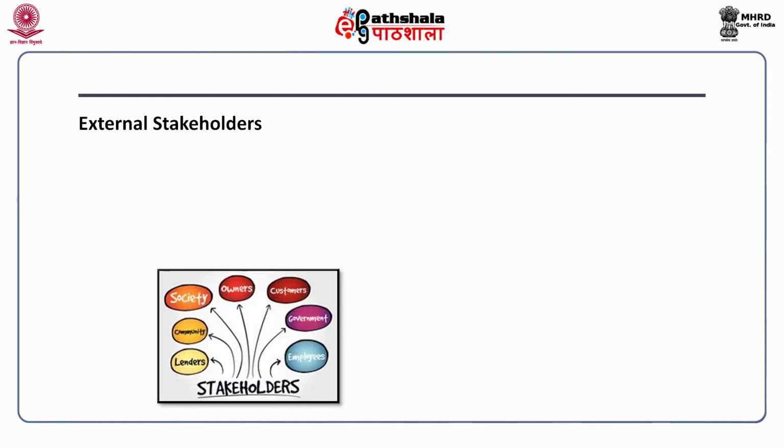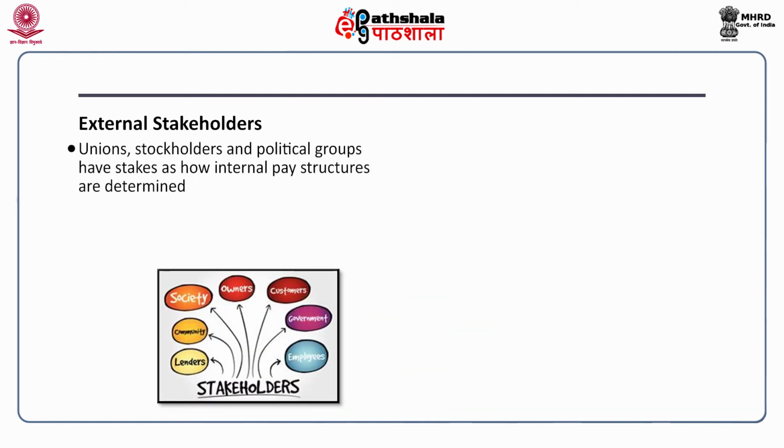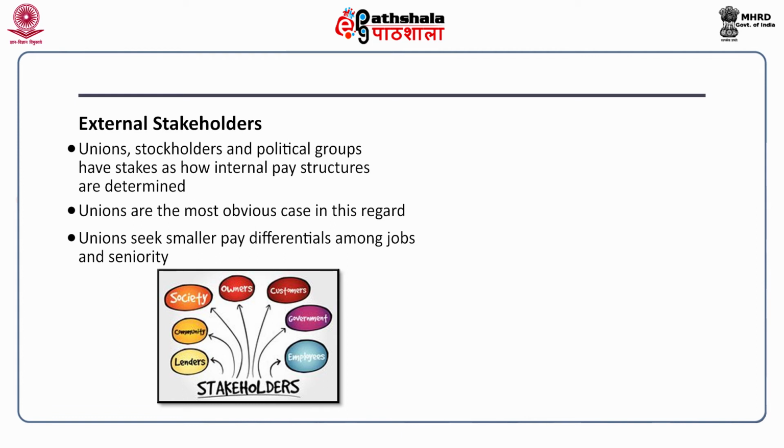External stakeholders. Unions, stockholders, and political groups have stakes in how internal pay structures are determined. Unions are the most obvious case in this regard. Unions seek smaller pay differentials among jobs and seniority. Stockholders are also interested in the differences between what executives make in comparison to others in the organization. Estimates vary in the way the data are used. If we talk about the pay structure of CEOs, it varies in the sense that it is different from 110 times to sometimes even 500 times.